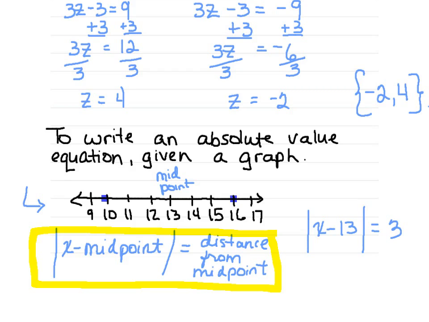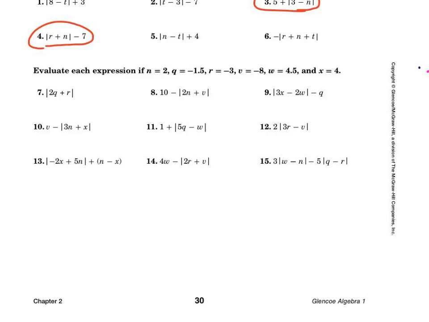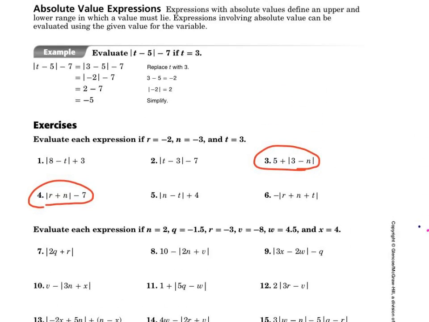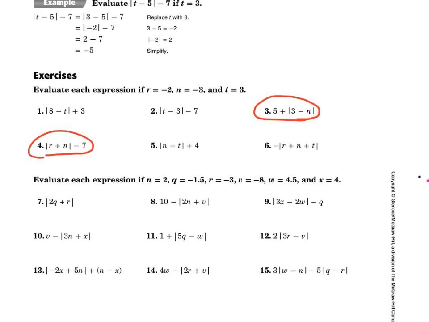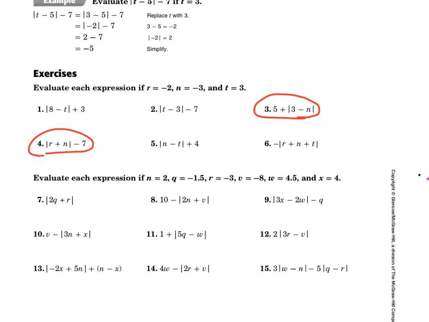Use the pattern that I've shown you here. Absolute value of x minus midpoint gives you the distance from the midpoint. Okay? All right, now for some extra work at home. Just a few problems that I want you to do to practice a little bit. 3 and 4, where you are evaluating each expression if r is negative 2, n is negative 3, and t is positive 3.